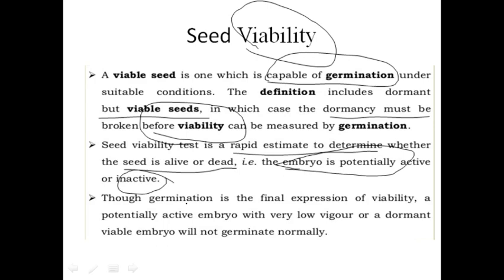We know that germination is the final expression of viability. A potentially active embryo with low vigor or a dormant viable embryo will not germinate normally. In short, viability is nothing but the capacity of the seed to germinate.